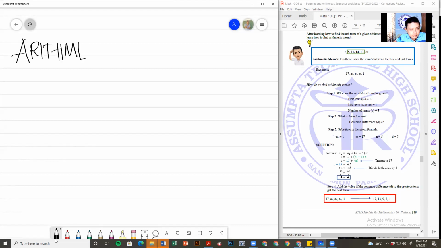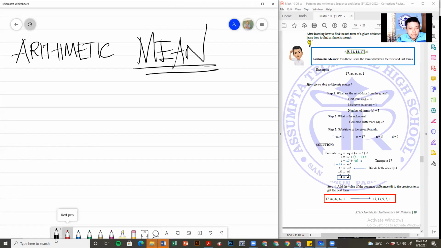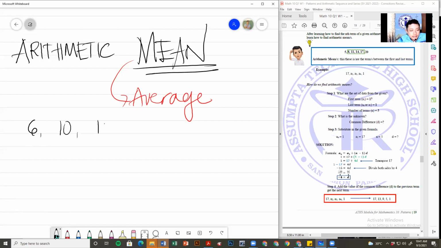Arithmetic mean. And when we say mean, we simply mean the average. This is what we mean when we say arithmetic mean. For example, in our terms, we have 6, 10, and 14. So this term in the middle is what we call the arithmetic mean.